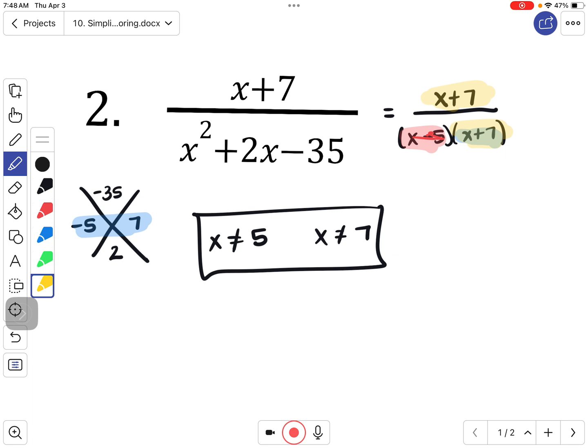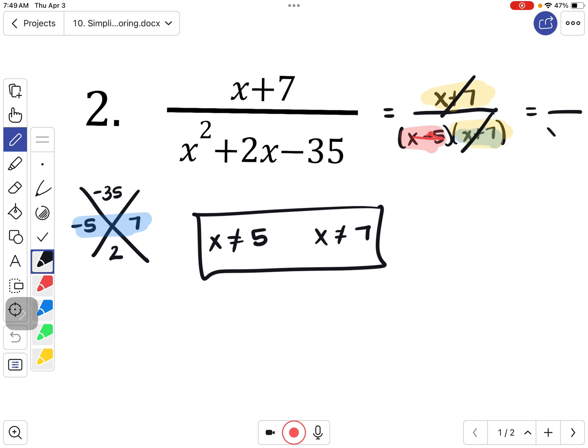Notice the bottom one has parentheses around it and the top doesn't. That doesn't matter. Those parentheses are just to say that x minus 5 and that x plus 7 are being multiplied together. Okay, so we're just going to cancel that x plus 7, that x plus 7. So I'm left with x minus 5 on the bottom, nothing left on top, so I'm going to put a 1. So here's my simplified answer, and then my EVs are down there at the bottom.